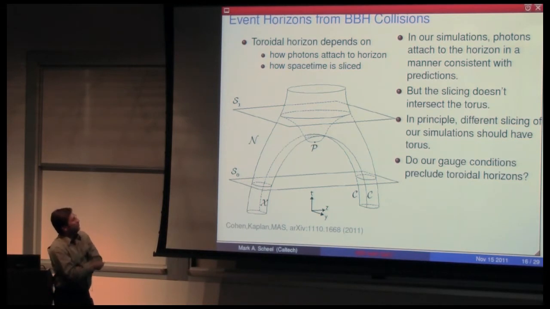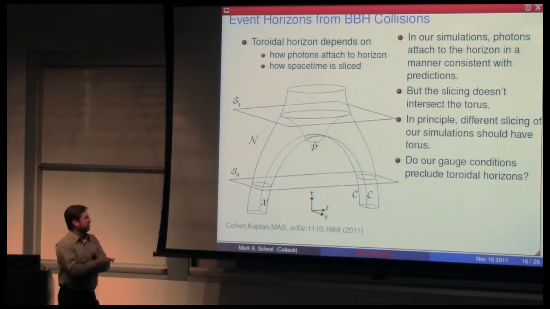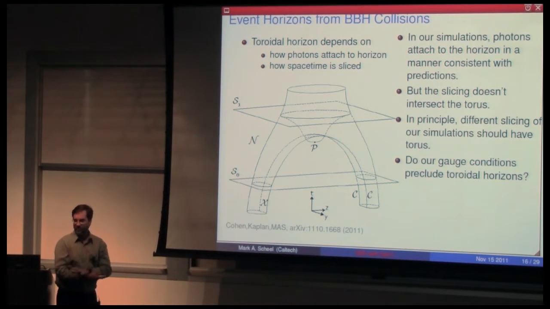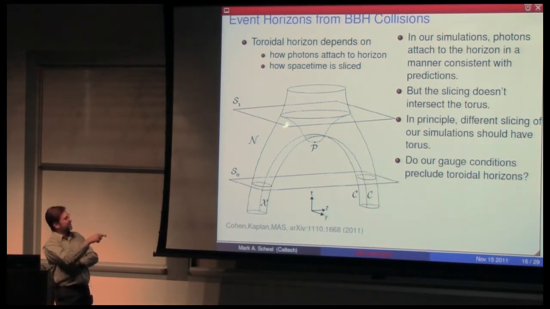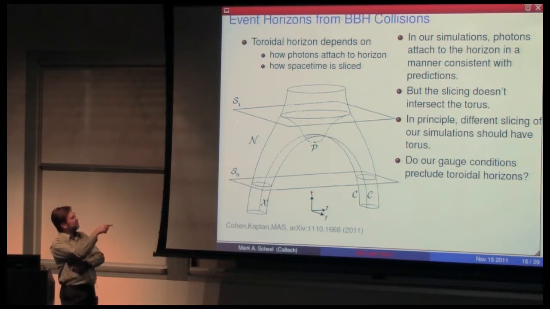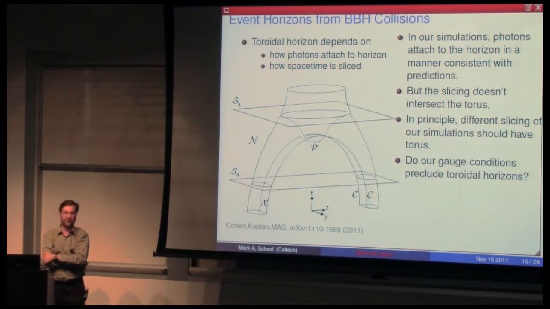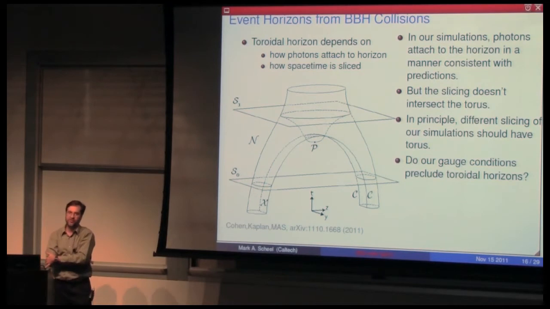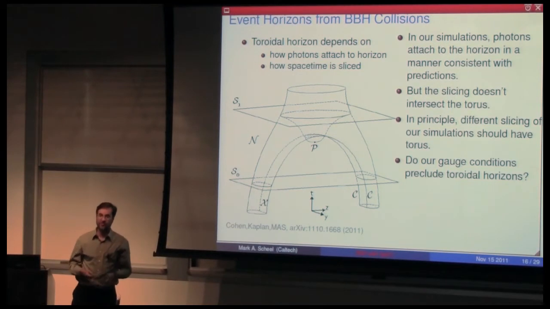Okay, so what we've found in our simulations, we've looked at these crossovers and caustics and so on, and we find out that the photons attach to the horizon in a manner consistent with all the predictions. So they do in the simulations exactly what they're supposed to. They look like they form something like this picture here. However, the slicing that we have does not dip down to this point P, it stays sort of flat, and so it doesn't intersect the torus. So this is why we don't get any toroidal horizons. In principle, a different slicing of our simulations could get a toroidal horizon, but we don't see it in any of the simulations that we've done.